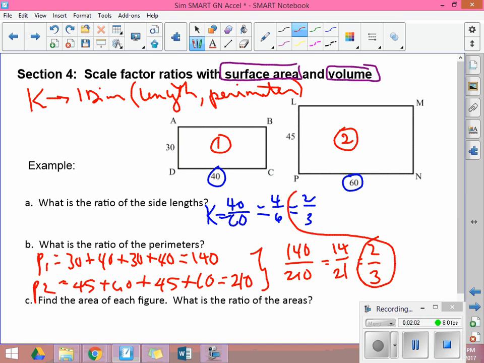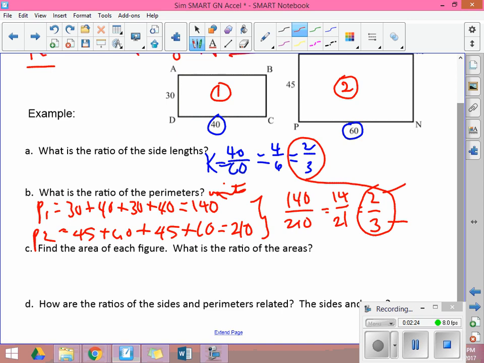So I'd already kind of previewed that perimeter is K because we're talking about one dimension. The label on perimeter is units, and so I only have one dimension, so those are going to vary by a factor of 2/3. 2 units of the first figure for every 3 units of the second figure. Now when we go to area, something interesting happens. Remember, the unit on area is units squared. That's a hint.